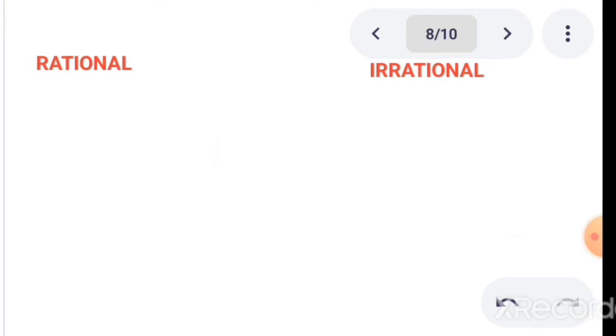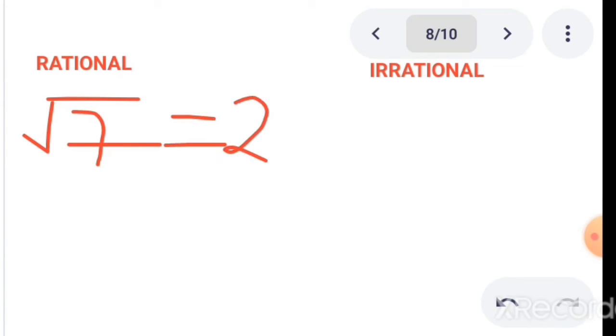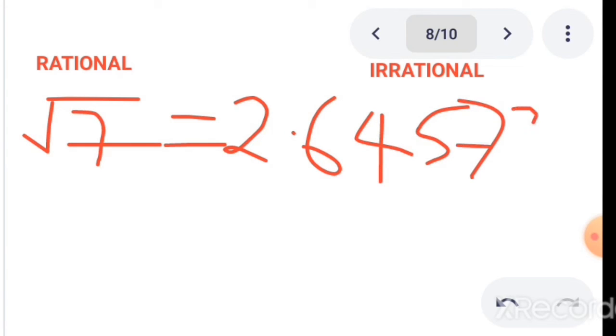But what if we had, for example, square root of 7? If you press it in your calculator, it's going to give you 2.6457731. Can this number be expressed as a ratio of two integers? It cannot. Therefore, square root of 7 is an irrational number. Note that all square roots that cannot be simplified to whole numbers are irrational numbers, but all square roots that can be simplified to whole numbers are rational numbers.